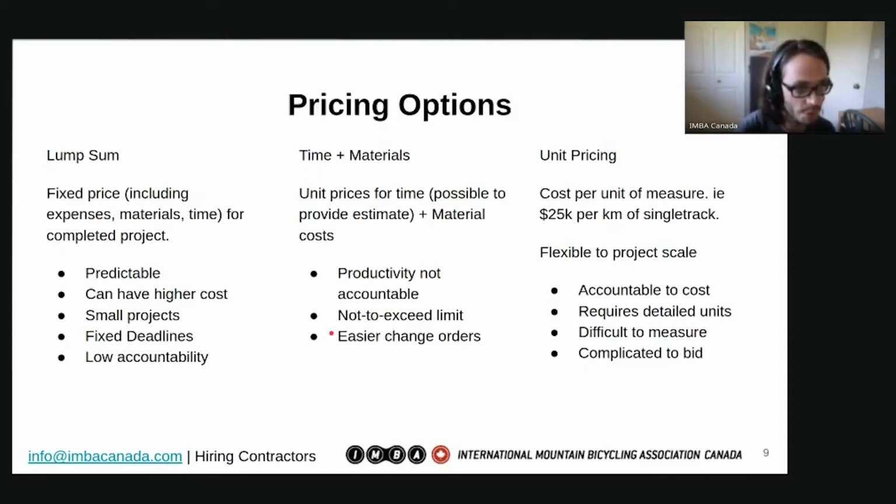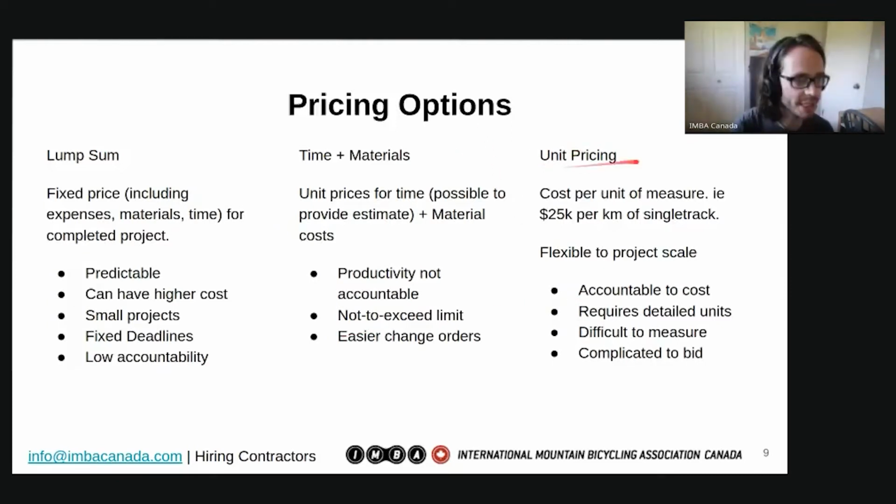Because we have unit prices for time, if we want to increase the scope, we can say, oh, well, you've already given us a unit price for time. How much time do you think it would take to complete this project? This additional project that's not in the original scope, they can provide you that number and you can move forward.